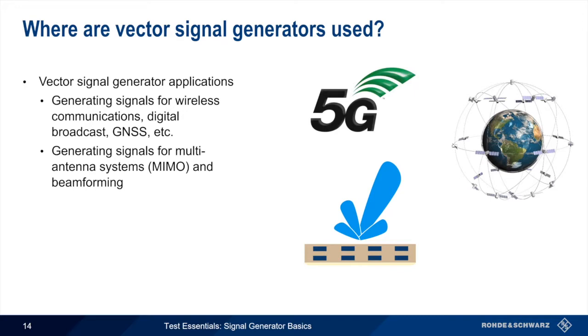And as we'll discuss later in this presentation, one of the advantages of vector signal generators is their ability to simulate signal impairments, such as noise, interference, fading, etc. This is particularly important when testing receivers under real-world conditions.